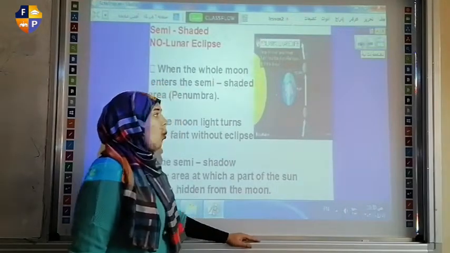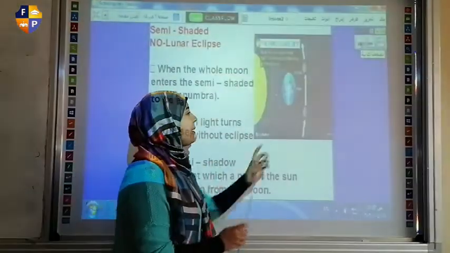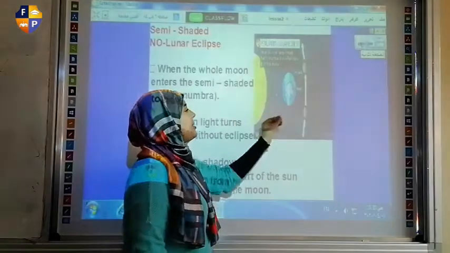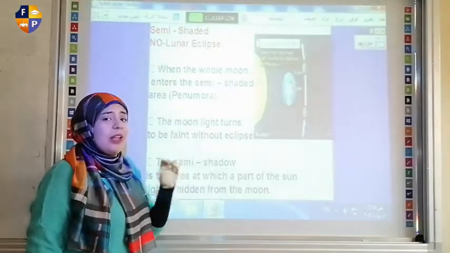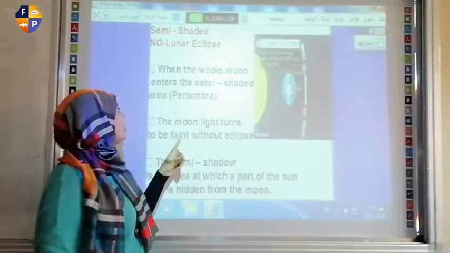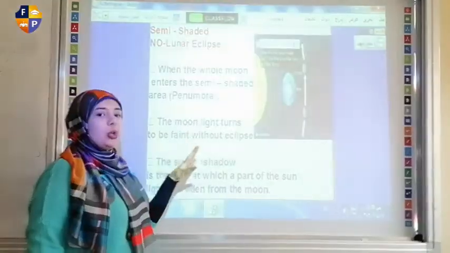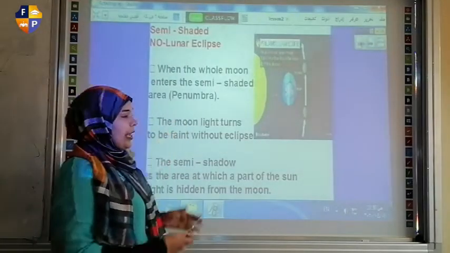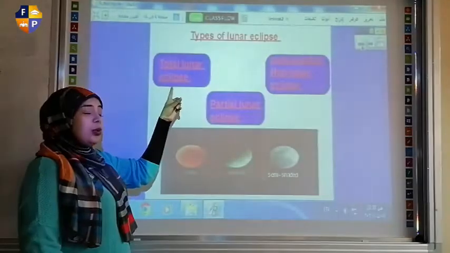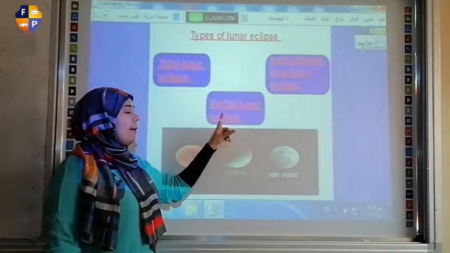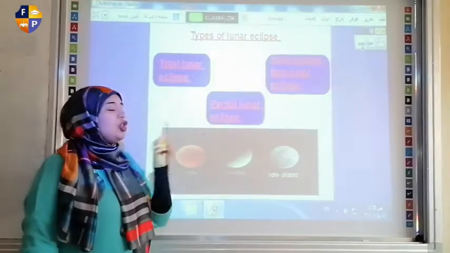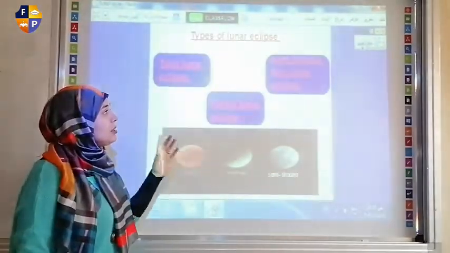Okay, and now what happens if the whole moon becomes in penumbra, not umbra, becomes in the penumbra region? What happens? We will see the moon faint, or semi-shadowed. But we can't call this case lunar eclipse. We call it semi-shadowed non-lunar eclipse. So, how many types of lunar eclipse? Just two. Total lunar eclipse, partial lunar eclipse. But what about when we see the moon as semi-shadowed? It will not be lunar eclipse.